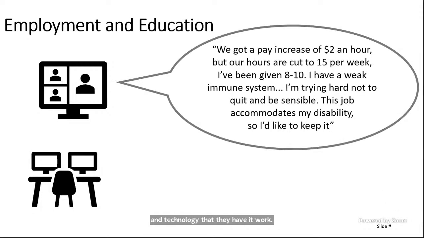Another participant reported a change in her hours and pay. So she said, we got a pay increase of $2 an hour, but our hours are cut to 15 per week. So it was kind of like, well, we'll pay you more, but you get to work less. I've been given 8 to 10 hours per week. I have a weak immune system. I'm trying hard not to quit and be sensible. This job accommodates my disability, so I'd like to keep it.